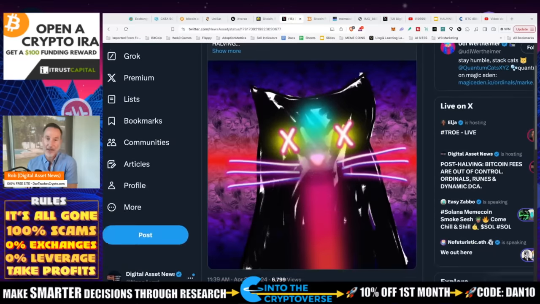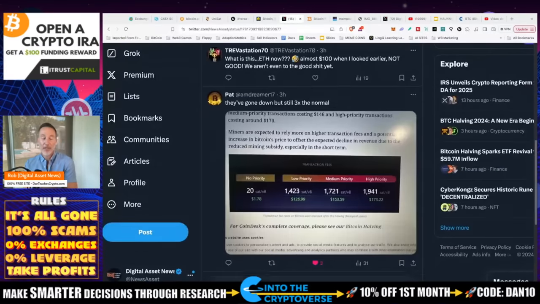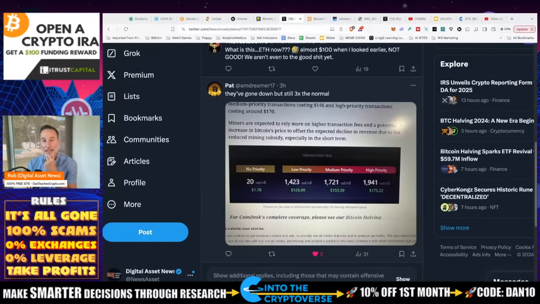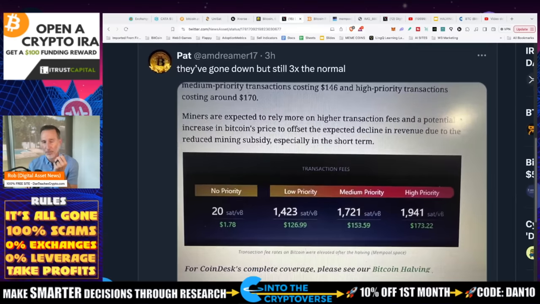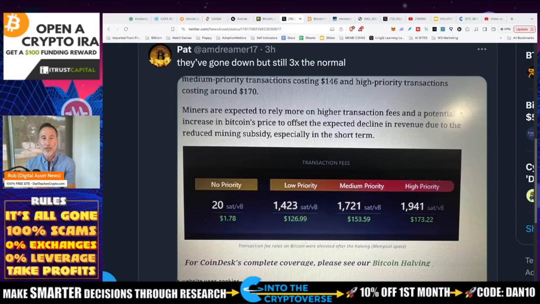I posted this today, asking people what they have seen as far as the transaction fees. This is from Pat Amdreamer, and I was blown away. I couldn't believe it was this high. He said they've gone down, but they're still 3x the normal. Of course, these will fluctuate, depending on how fast you want to move your Bitcoin around the globe: low priority is $127, medium $153, and high, 3 hours ago, again, $173.